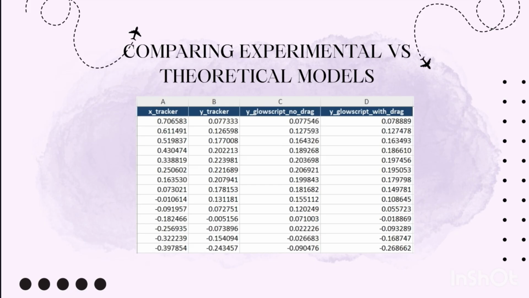Finally, I took all the data from the Tracker and both of the CloseScript models. I used the Tracker data as the base because there were fewer values in Tracker, and then I found the y coordinates for those same x coordinates and time that were in the Tracker, and then I tabulated them in Excel. So over here, you can see that we have 4 columns.